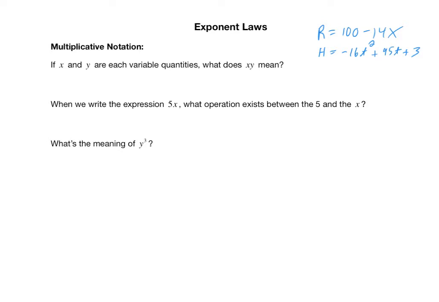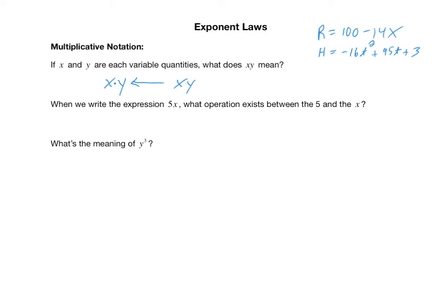First, we start with some multiplicative notation. So if x and y are each variable quantities, what does xy mean? If somebody writes xy on the paper, what does that mean under the assumption that x is a variable quantity and y is a variable quantity? When we put things together in mathematics with no symbol in between them, that means we're assuming there is multiplication between them. So when we write xy, that means exactly x times y. People just write this for efficiency. There's one less keystroke you have to do here.